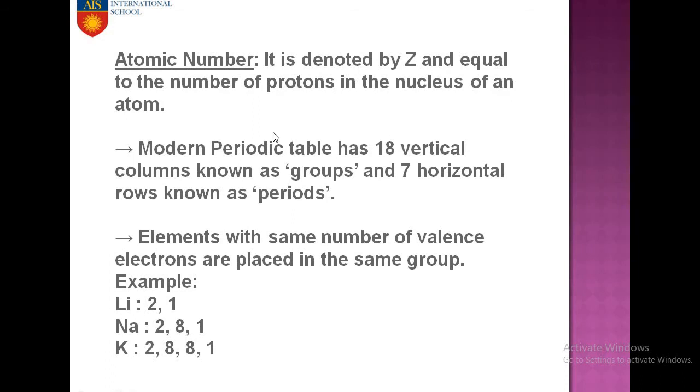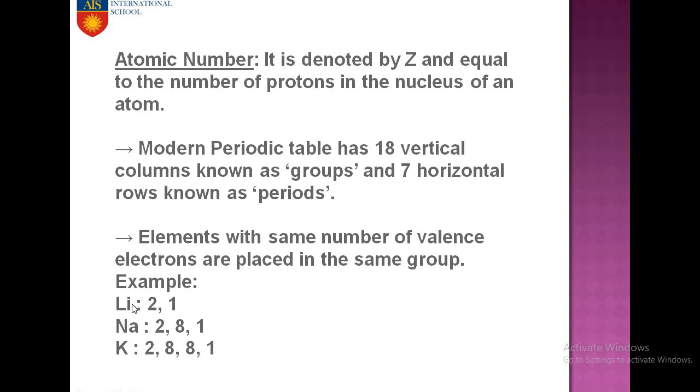We have seen that there are 18 vertical columns in the modern periodic table. How many groups are there? There are 18 groups. How many periods are there? There are 7 periods in the modern periodic table. Now, let us take an example. Elements with the same number of valence electrons are placed in the same group. Lithium atomic number is 3, sodium atomic number is 11, potassium atomic number is 19.